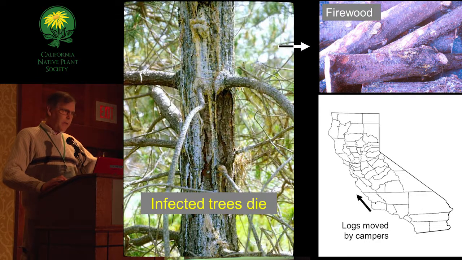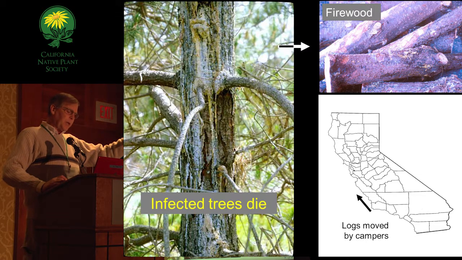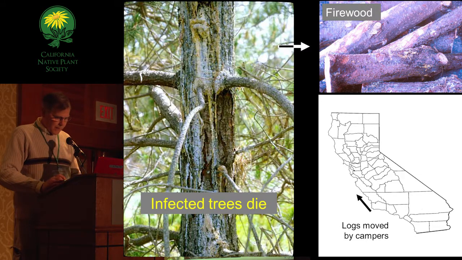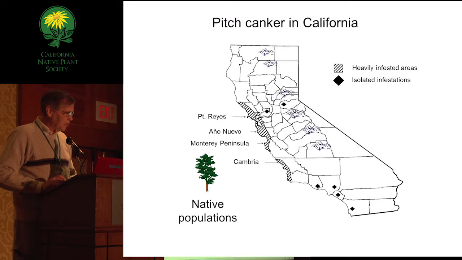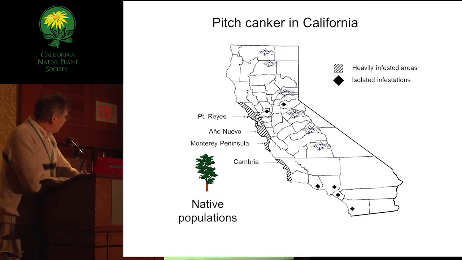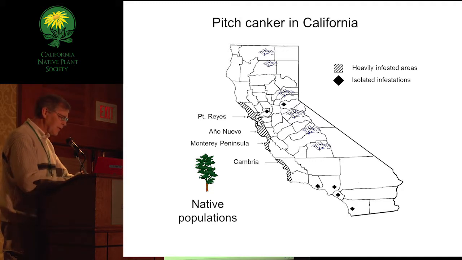The wood contained the fungus, local beetles breed in the wood, the young come out carrying the pathogen and visit nearby trees. So ultimately, the fungus got spread throughout coastal California, and the area shown here is where we find the disease, with varying levels of intensity depending on the location. These are isolated sites, mostly Christmas tree farms, but some landscape plantings.